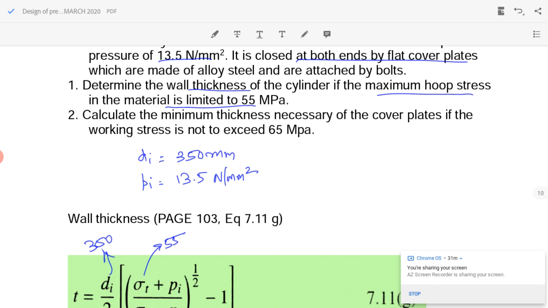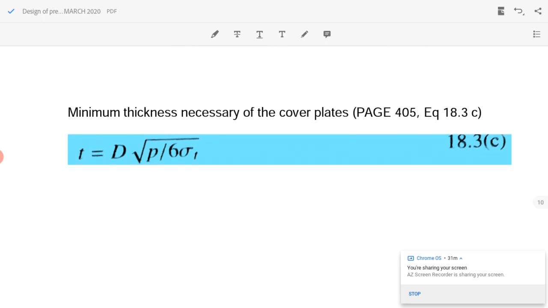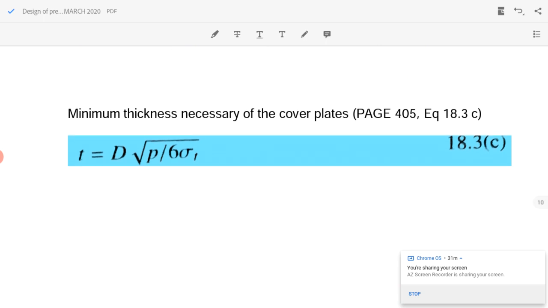Second, calculate the minimum thickness of the cover plate. This equation is given on page 405, equation 18.3c. We have a similar equation, t equal to D into root of P by 6 sigma T. All the values are known. D is the inner dia, equal to 350 mm. P is the internal pressure, 13.5 Newton per mm square, and sigma T is the maximum stress it can withstand. For the cover plate, maximum stress should not exceed 65 megapascal.